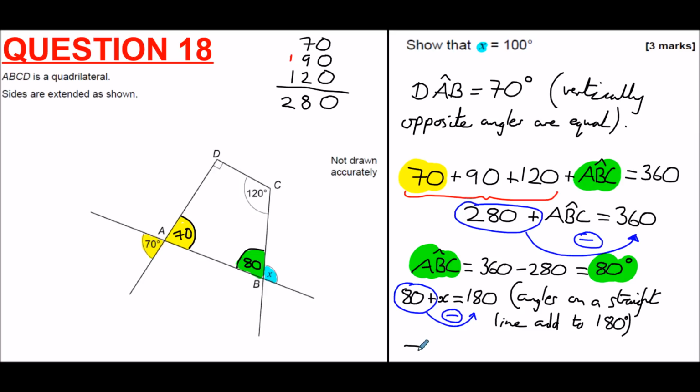So therefore x will be 180 take away 80, which is going to be 100, which is what we wanted to prove in the first place. And so using some angle facts and some geometry, we've proved that x is 100 degrees, like we needed to. And that's question 18 done.